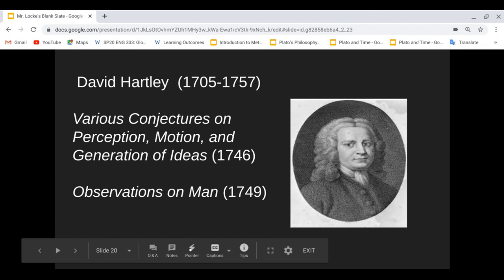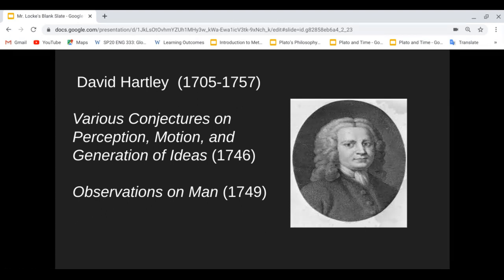There's George Berkeley too, for whom the town of Berkeley, where the University of California is, is named. But I'm going to focus here instead on David Hartley, because I think his articulation of the impression is a very accessible one that can help us to understand what we're dealing with here. He lived from 1705 to 1757. His most important text was Observations on Man... actually, Various Conjectures on Perception, Motion, and Generation of Ideas.